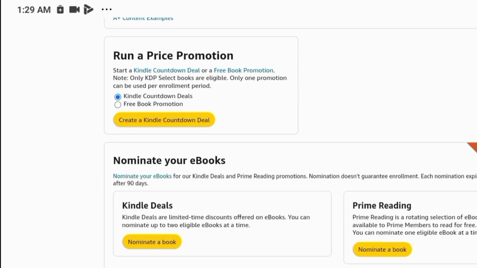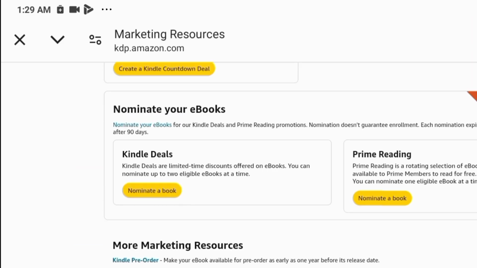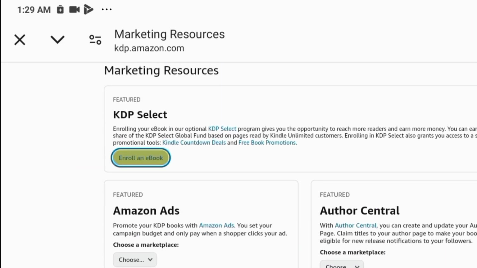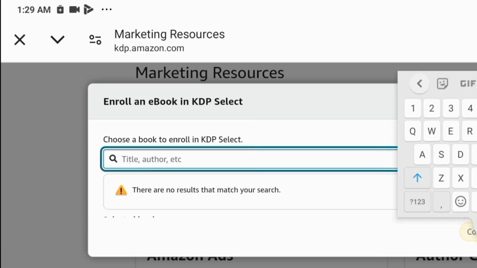Now this is how the KDP Select program works. They gather all the money received from those who subscribe to unlimited use on KDP Select, those who go and read directly without downloading or buying the book. They gather all the money those subscribers pay, and then they divide it out.